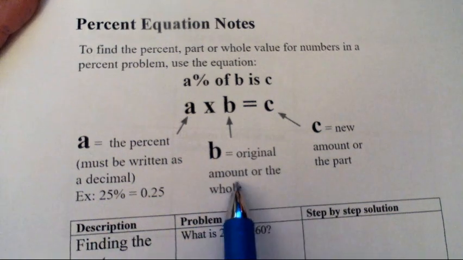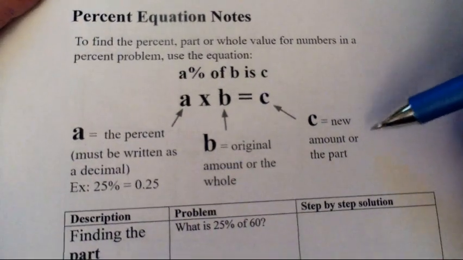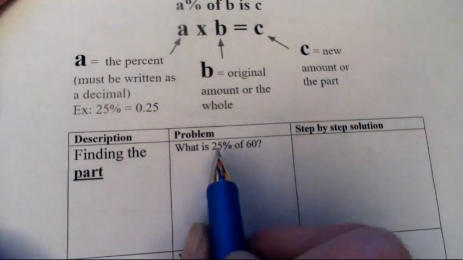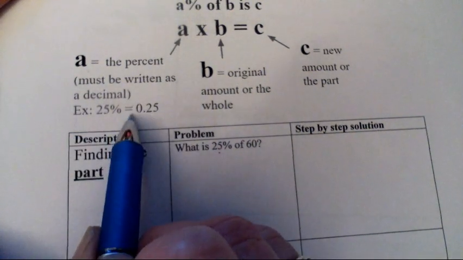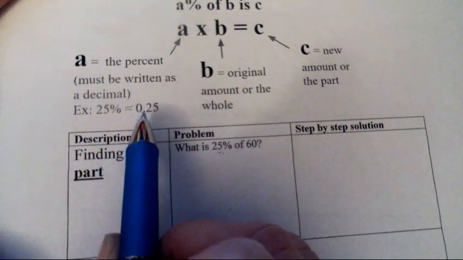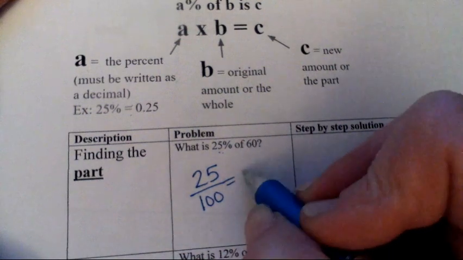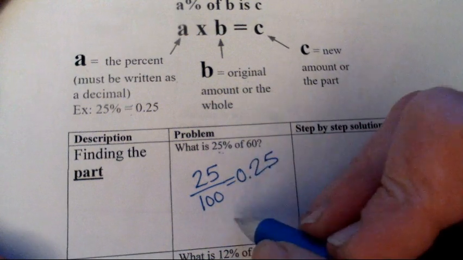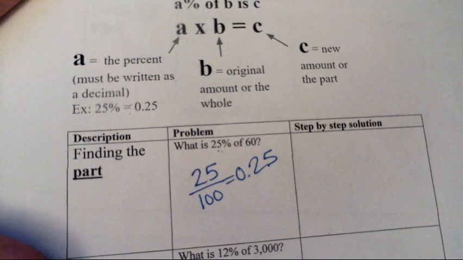B is the original or the whole amount, when you know what the whole is, and then C would be the part of it. So for instance, when you're trying to find the part, the C, that's the easiest one. We start by, just like it says here, writing the percent as a decimal. So first thing we're going to do is convert this 25% to a decimal. How we do that is 25 divided by 100. And so the decimal would be 0.25 or 25 hundredths. A lot of you don't need to show this step, but if it helps you, do it.